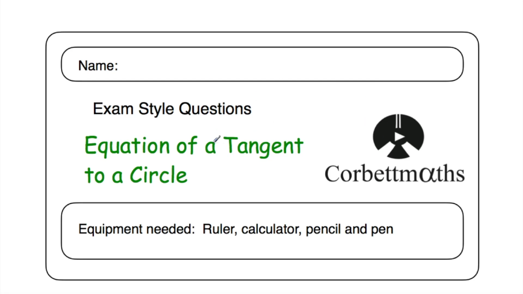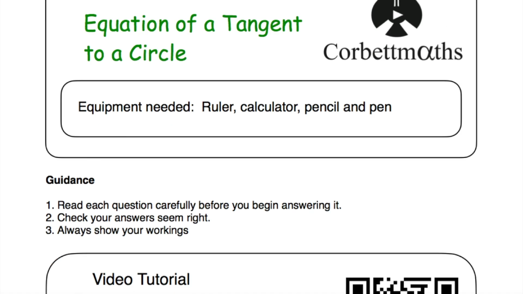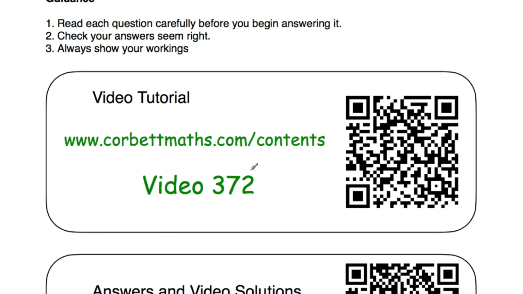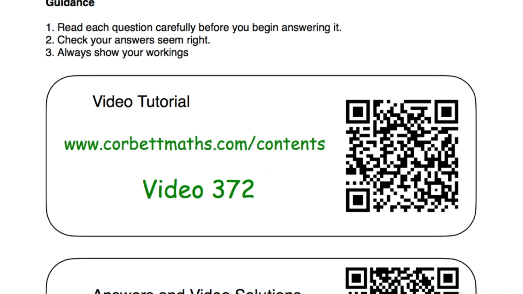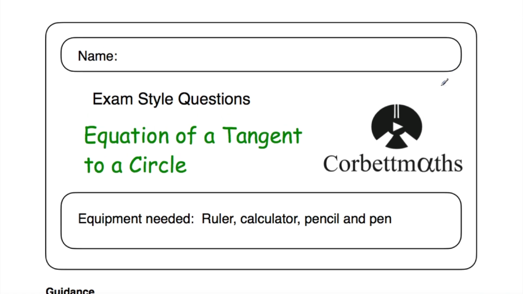In this video, we're going to look at the video solutions to the Corbettmaths Practice Questions on finding the equation of a tangent to a circle. If you need any extra help on this topic, go to Corbettmaths, go to the videos and worksheet section and scroll to video number 372, there's a dedicated video tutorial there on finding the equation of a tangent to a circle. Alternatively, you could scan this QR code. But in this video, we're going to focus on the video solutions to the practice questions, so let's get started.